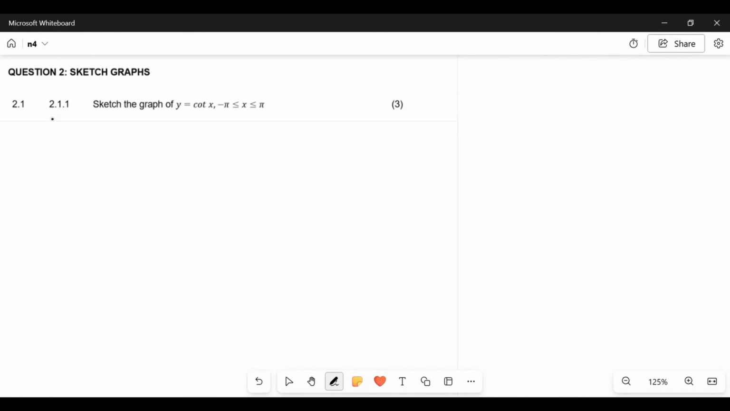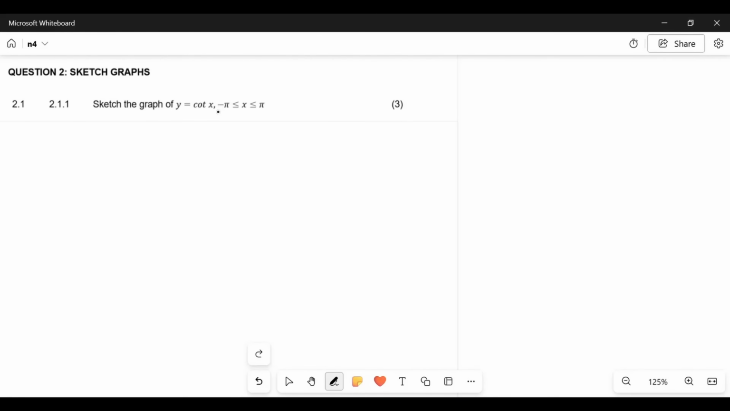Here is our question 2.1.1. Now the question here, they want us to sketch the graph of y equals cot, and then they give us the restriction there. Here is our restriction here. It goes like this. x cannot be equal to or greater than negative pi, and also x cannot be equal to or less than pi there. So that is our restriction. So you need to know what exactly pi is in this case. Just in case you do not know what pi is, in this case, pi is actually radians.